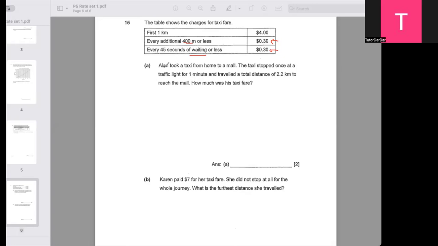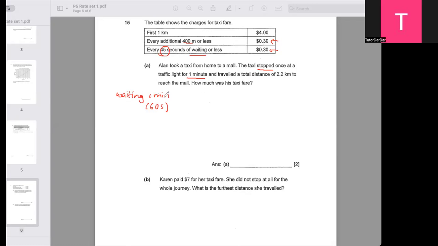Okay, so now Alan took a taxi from home to a mall. The taxi stopped once at a traffic light for 1 minute. Stop means it is considered waiting. So waiting 1 minute. But here 1 minute is 60 seconds, right? But the thing here is 45 seconds. So as long as it is more than 45 seconds, you have to pay for another 45 seconds.